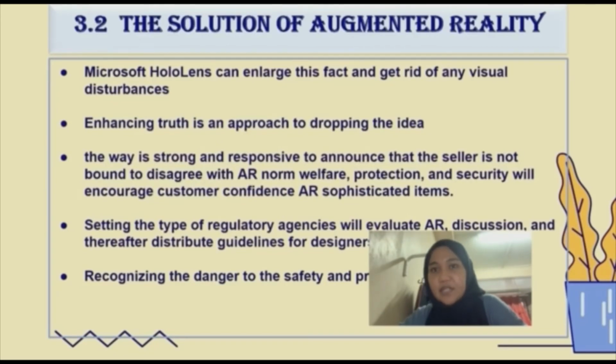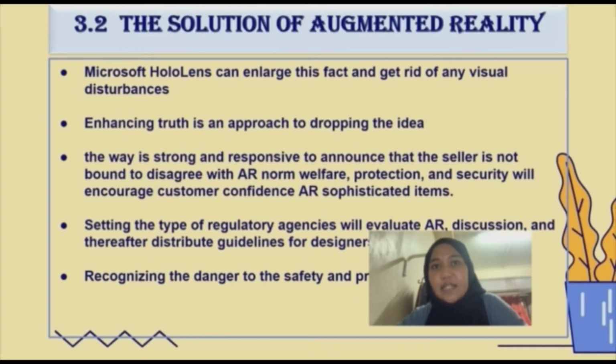sophisticated items. And this can help get feedback from users of AR for future progress. Next, setting the type of regulatory agency that will evaluate AR discussion and thereafter distribute guidelines for designers to pursue.